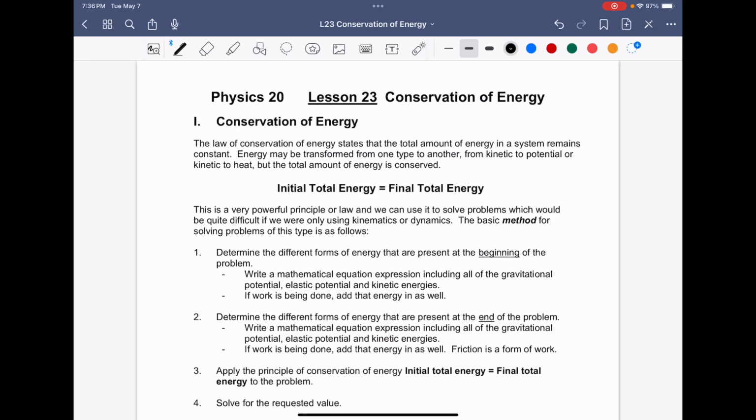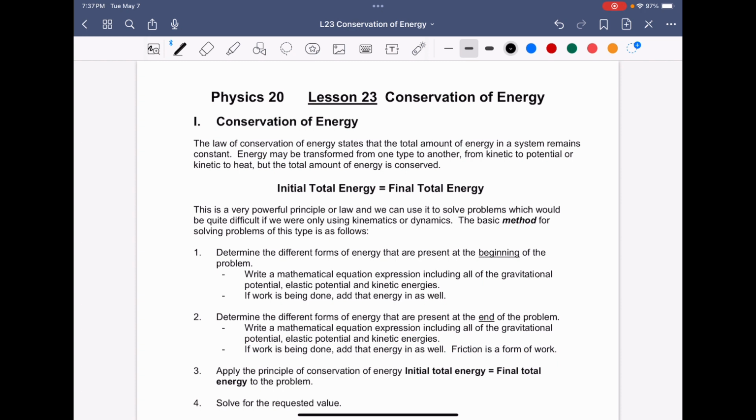All right, so now we move on to lesson 23, which is conservation of energy. This goes hand in hand with lesson 22, in which we introduced the energy forms that we're going to be dealing with. Primarily, we established that we're going to be dealing with mechanical energy, and all the other energy forms we're going to save for physics 30 when we get more into atomic physics and that sort of realm.